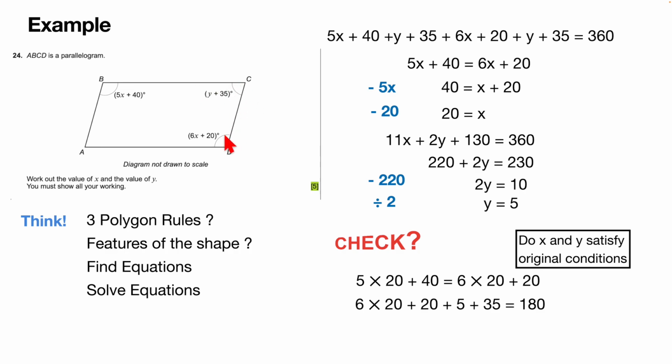Oh, I know what I've said. These two angles here are allied. Because that line and that line are parallel, these two angles are going to equal 180. So 6 times 20 plus 20, and then y is 20, plus 20, and y is 5 plus 35 equals 180. So that's a check. An independent check on the y, and it does, so that's right.